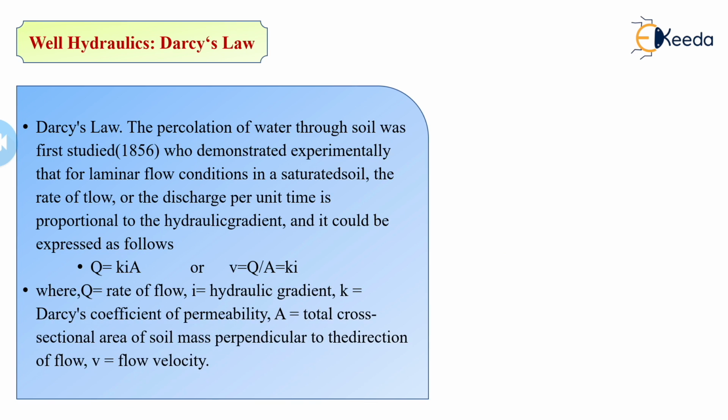If we want to find the velocity, we take the ratio of discharge and area, since discharge is also equal to area into velocity. So we can substitute the value here and rearrange the terms. Either this equation will give you the discharge, or this equation will give you the velocity of the flow.